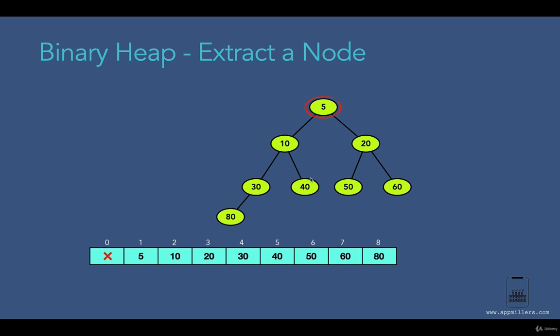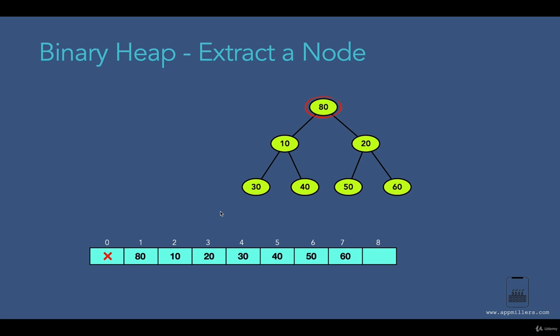Now in this case, the first step is we will find the last element in our binary heap. In our case, the last element in our binary heap is 80. Then, after finding the last element, we are going to replace the root node with the last element. So if you replace it with the root node, we are automatically deleting the last element from the binary heap. So in this case, we are moving the last element to the place of the root, and we are deleting the last element from the binary heap.